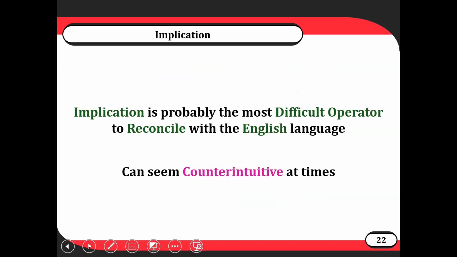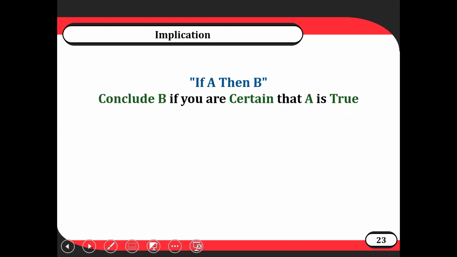A implies B is probably the most difficult operator to reconcile with the English language. It's easy to mess up from a logical standpoint, because it can almost seem counterintuitive at times. Because when A is false, what are we really saying? We're really saying nothing, and somehow that means that the expression is true.